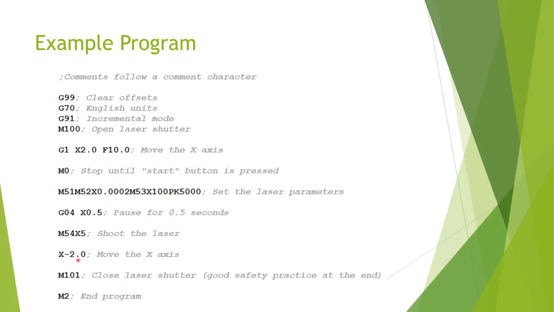After the X has finished its second move, the M101 command will close the laser shutter, and the M2 command will tell the machine controller that the program is complete, thus resetting it back to the beginning. This doesn't run it again, it just resets it, and that's the end. Feel free to rewatch it a few times if you need to, but my hope is that walking through this example helps give you a feel for how to understand how programs are structured as you read and write them.